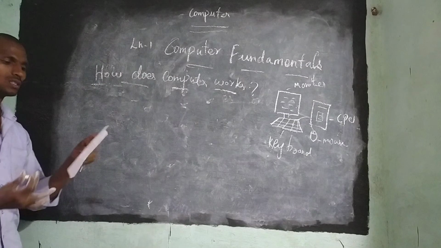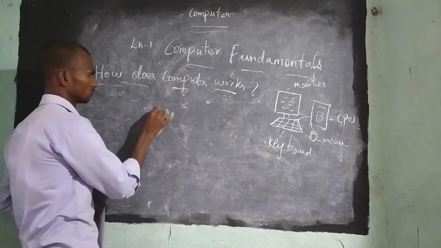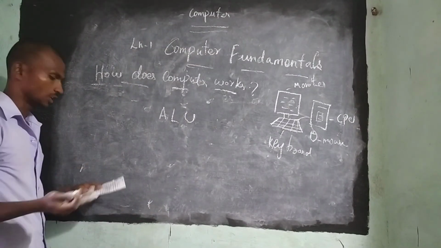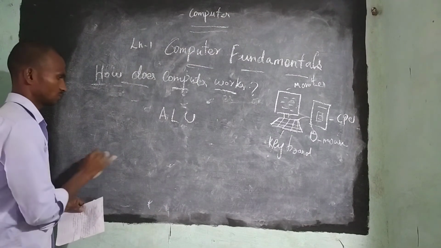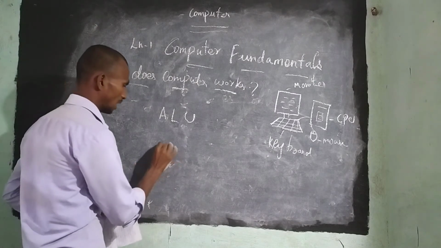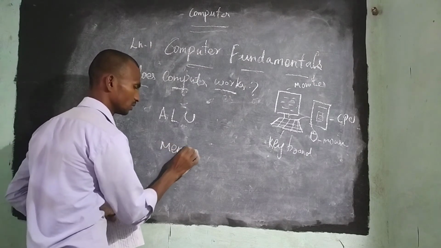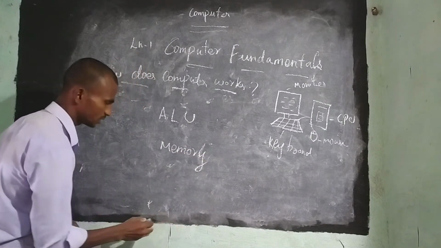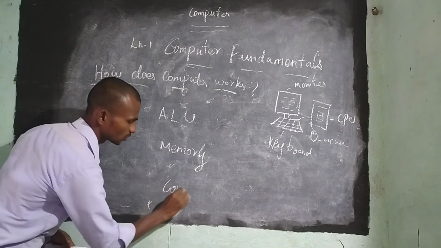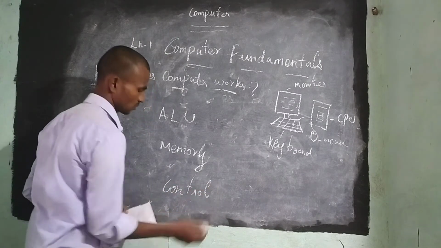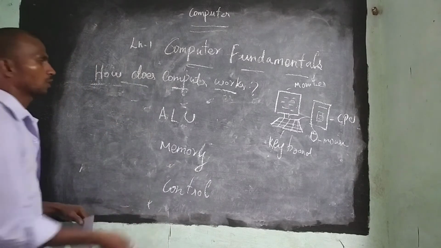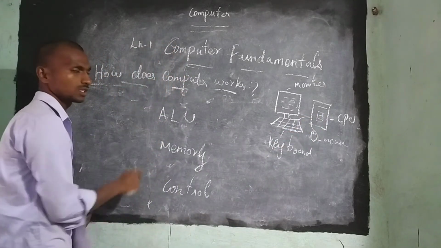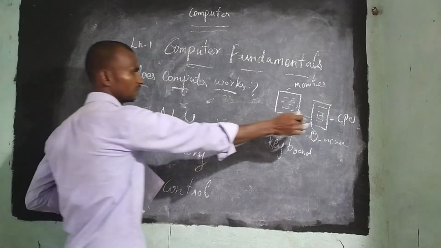How does a computer work? ALU, arithmetic and logic unit. Next, memory unit. Next, control unit. So it is the main process. This process is occurring in the CPU. Okay, this process is going on inside the CPU.